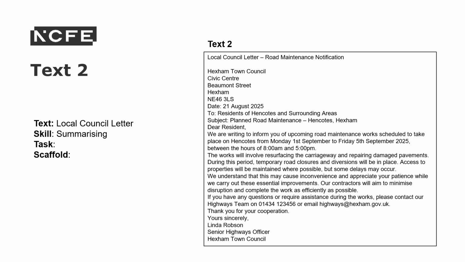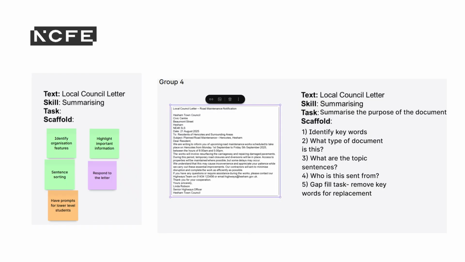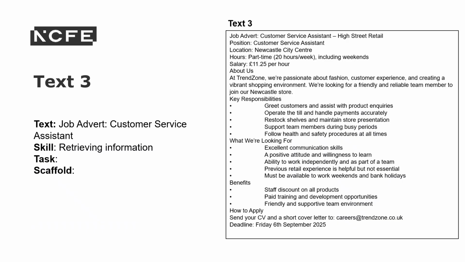Next we have text 2, and this one was the local council letter, and the skill for this was summarising. So if you are having a go at this, you may wish to look through these and then go back and decide which one you're going to maybe have a look at and try to create a session. And again, we've got some responses there from the 2 different groups that looked at the council letter. And then we've got text 3. So this was a job advert for customer service assistants, and the skill for this was retrieving information.